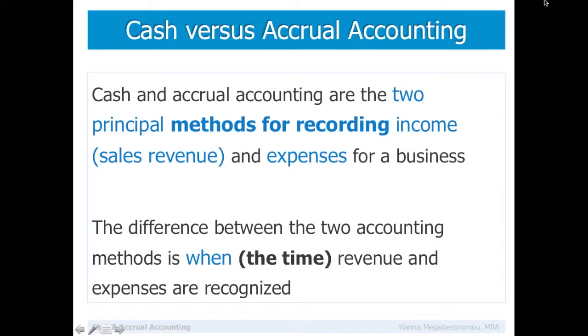Let's see the two accounting methods that businesses are using in order to record their sales, revenue, and expenses. Now, around the world, a business during a specific fiscal or calendar year has to choose which method it's going to be using for recording its revenue and expenses. There are two ways to do that. There is the cash accounting method for recording sales, revenue, and expenses, and there is the accrual accounting method for recording exactly the same financial elements.